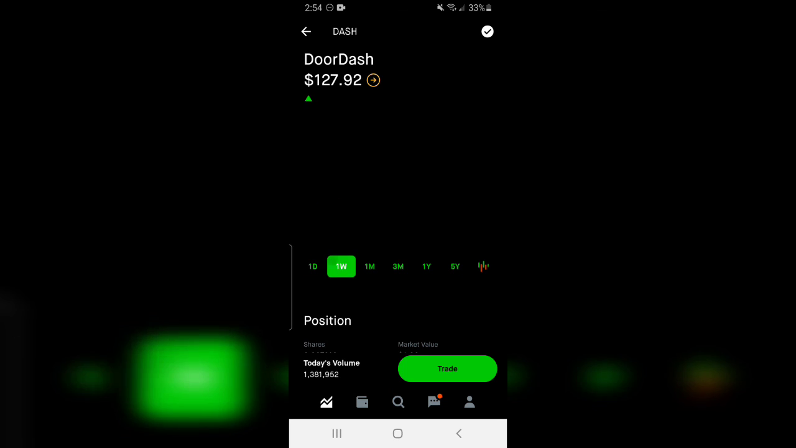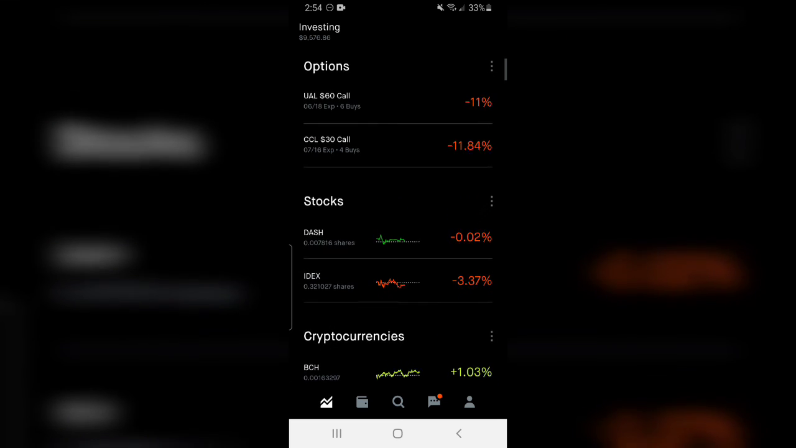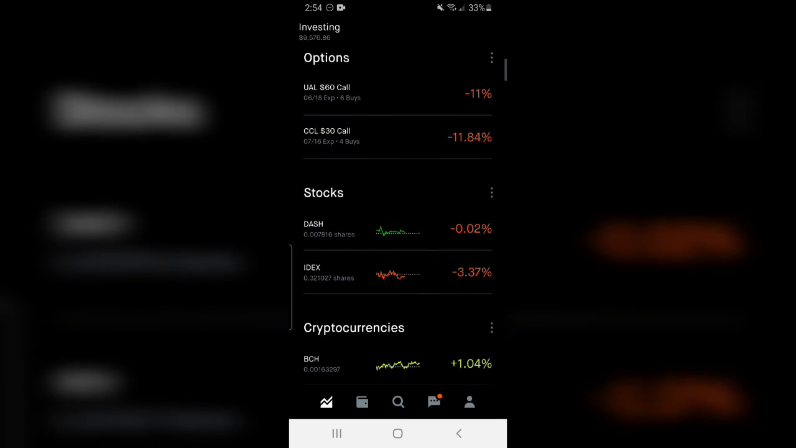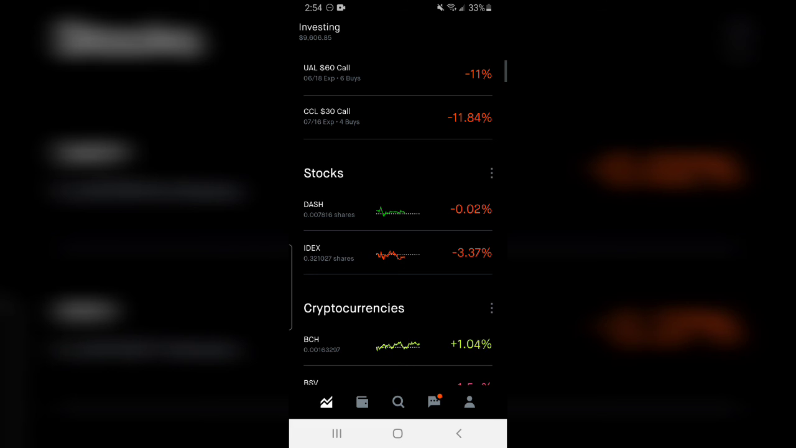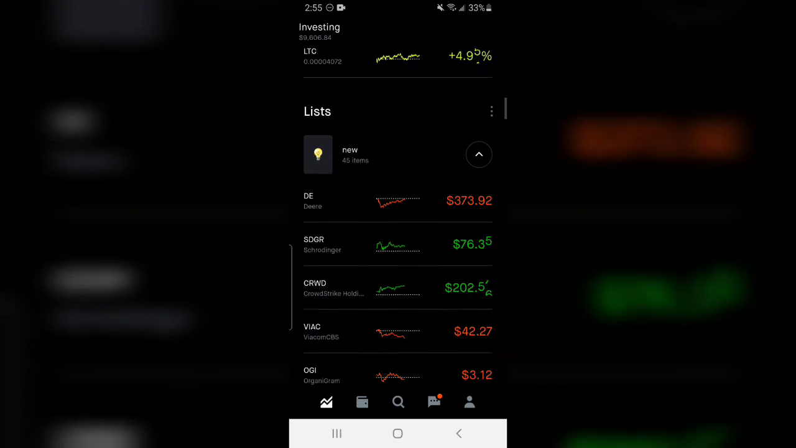So day trading is something you want to do if you're very skilled at it, but I would just recommend you either hold for a long time and do long-term investing, or if you become more skilled, you can do swing trading. But overall, Robinhood is the easiest app to use for investing.